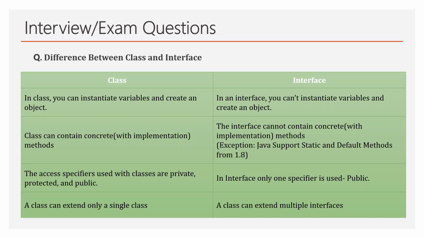Next, the access specifiers used with classes are private, protected, and public. But in case of interfaces, only one specifier is used, which is public. And the last is that a class can extend only a single class, but a class can implement multiple interfaces. Even a single interface can extend multiple other interfaces. So here you can see a class can implement multiple interfaces; instead of extend, the class will be implementing the interfaces. But if one interface is inheriting from other interfaces, then it will be extending those interfaces.